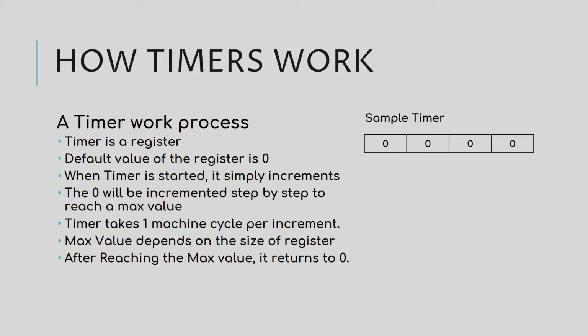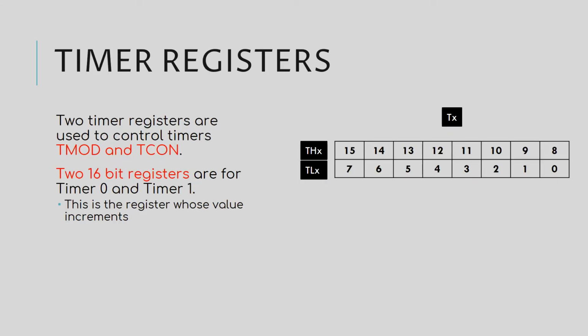When the timer is started, it will simply increment to 1, 2, 3, 4, 5, 6 until it reaches its max value. And what is the max value? Max value is the 4-1. So whenever it will reach 4-1, it will again come back to 0, and that thing is known as timer reload. So this is how a timer works, and there are 4 registers in 8051.